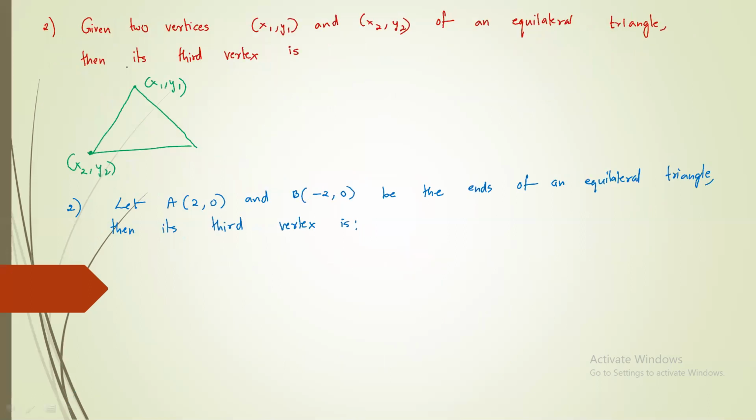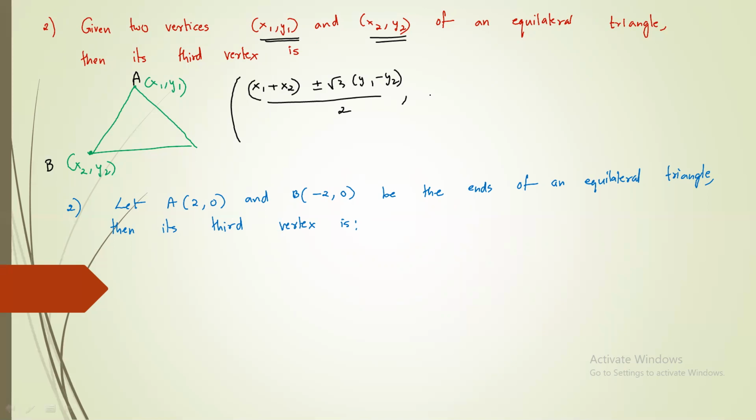Let us take the next question. Given two vertices (x1, y1) and (x2, y2) of an equilateral triangle, we have to find its third vertex. So in this equilateral triangle I have drawn, you are given the vertex A as (x1, y1) and vertex B as (x2, y2). To find the third vertex, the formula we have to use is (x1 plus x2 plus or minus root 3 into (y1 minus y2)) by 2.